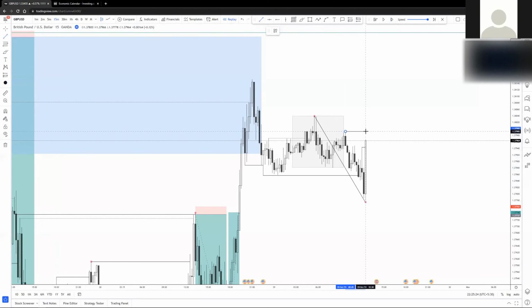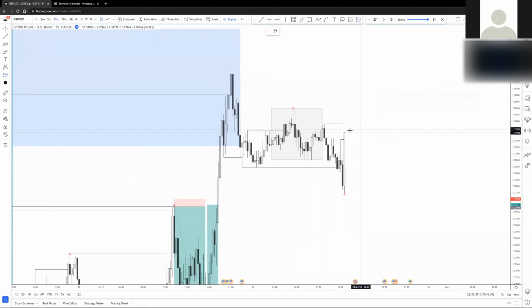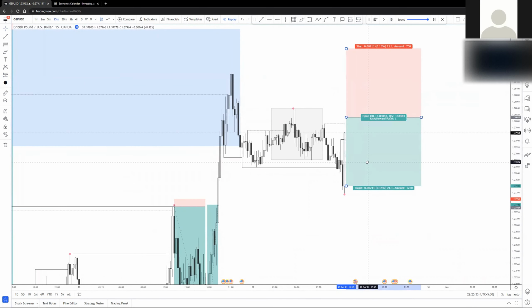Okay, now you don't even have to have a point of interest. You know that this is internal range liquidity. Set a limit like a pip above that. Stop loss above the strong high.